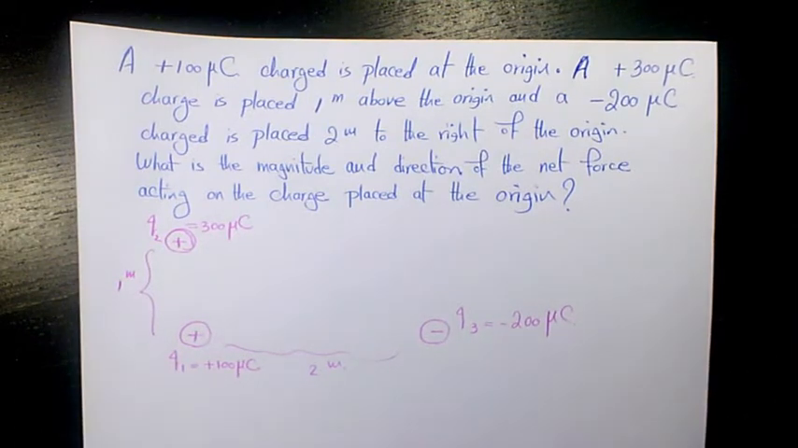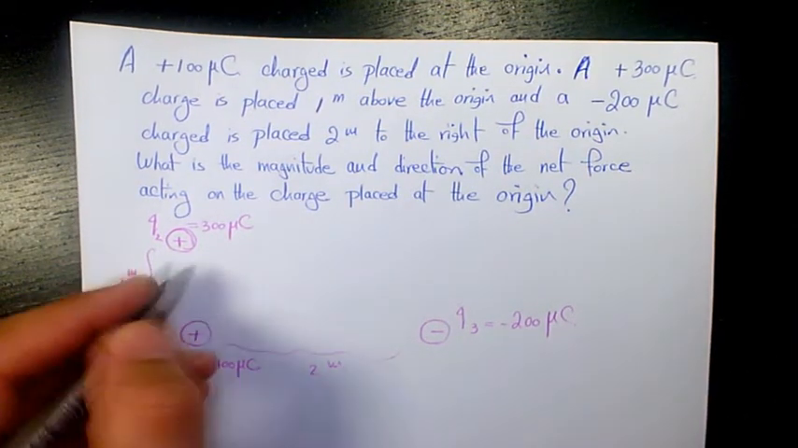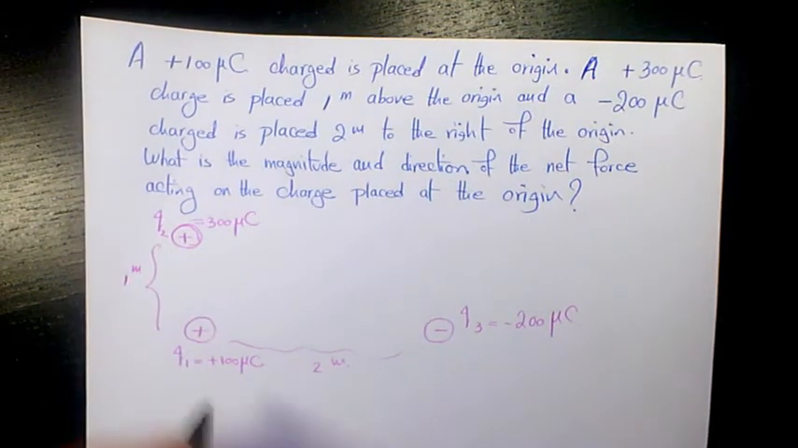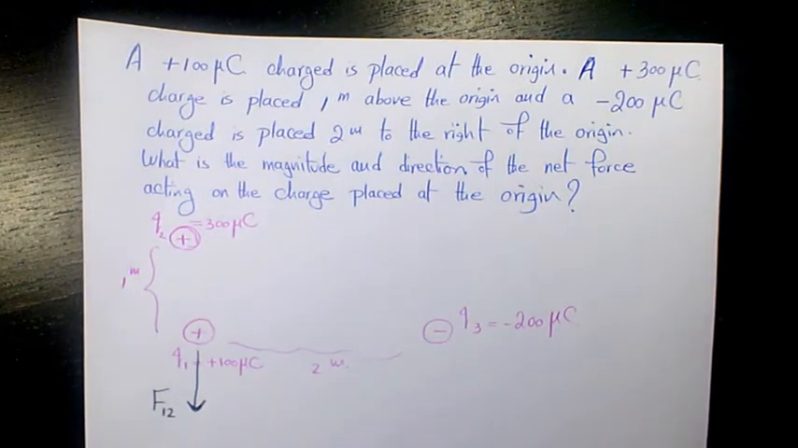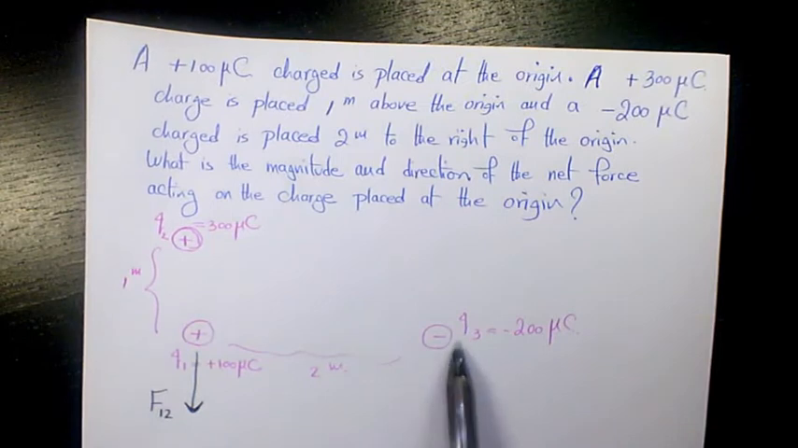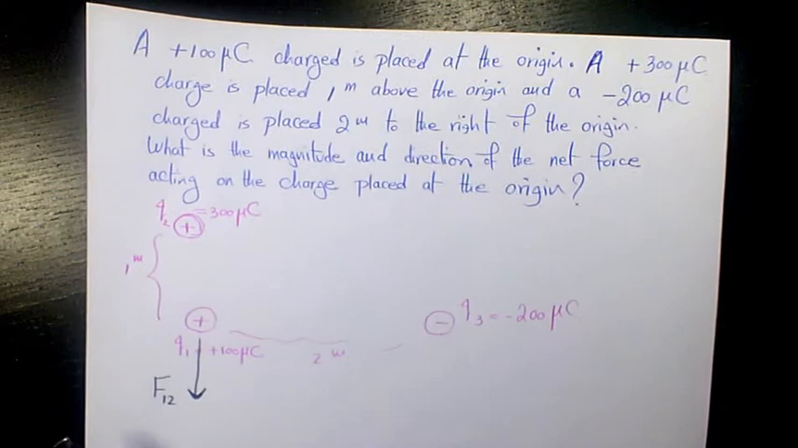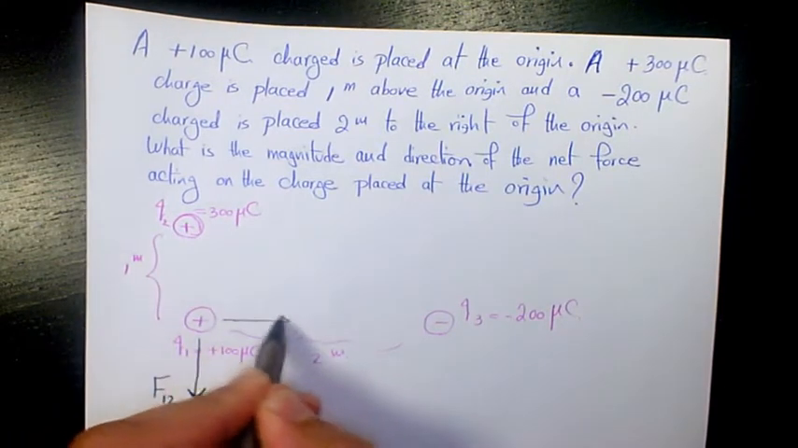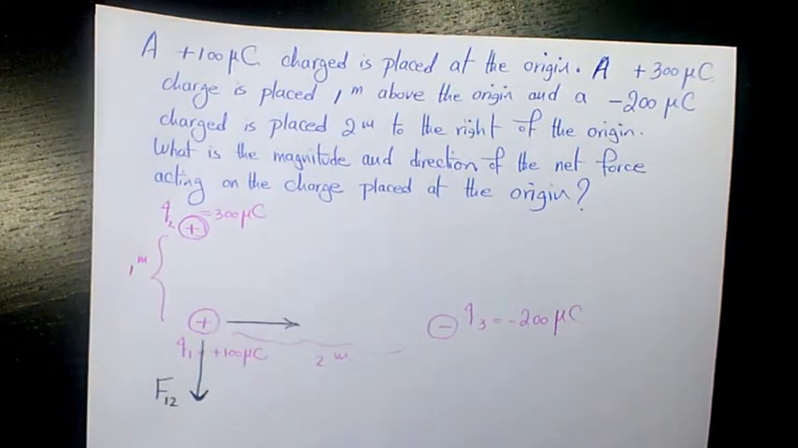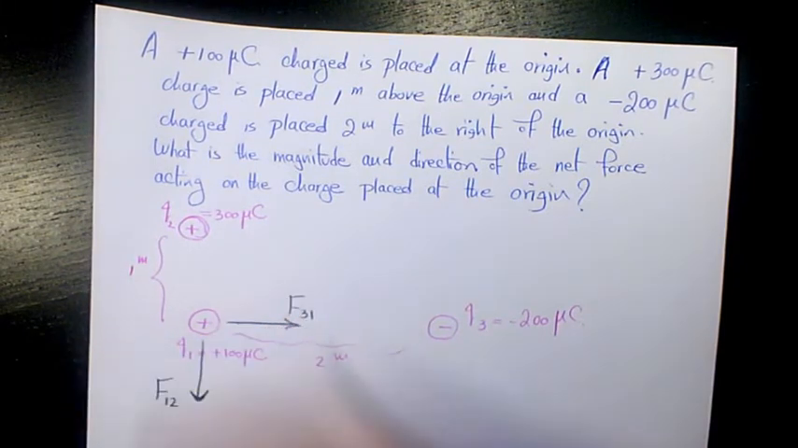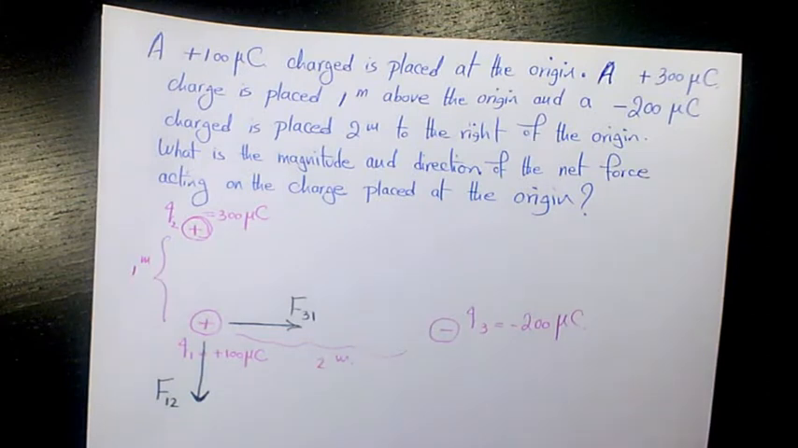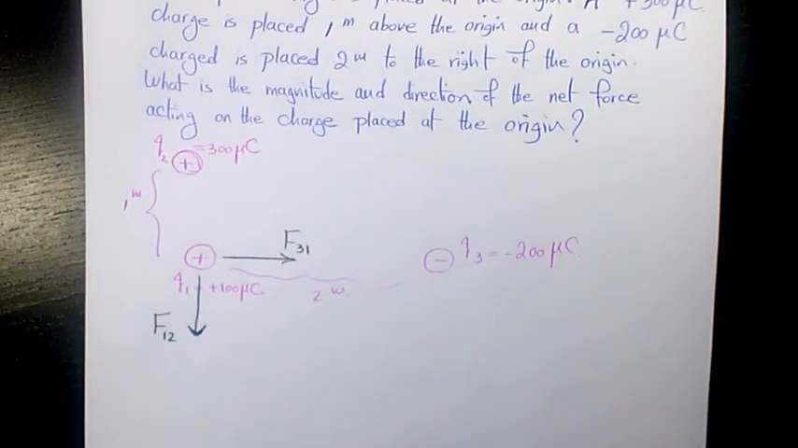So first of all, we have these two are like charges, so they repel each other. So F12 is going to be in this direction, and the force on Q1 due to the presence of Q3 is going to be in this direction because they attract each other, because of unlike charges. So F31, I call it. I'm going to find out the magnitude of these two.